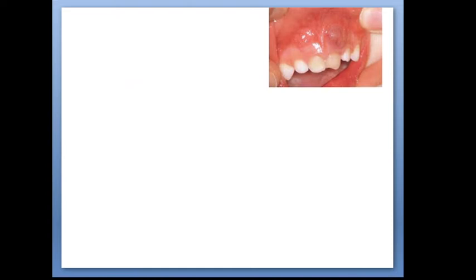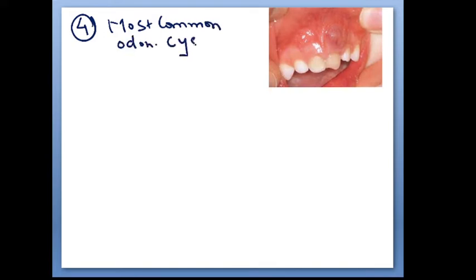Now, what is the fourth important point about radicular cyst? That it is the most common odontogenic cyst, and it is found mostly in the anterior region of the jaw.